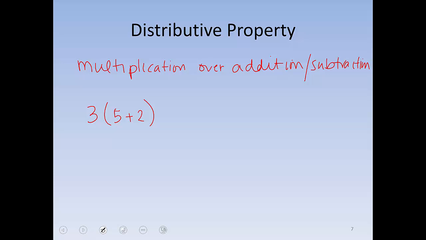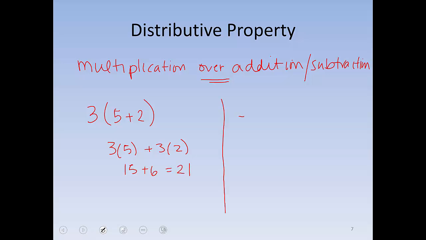If I have 5 plus 2 in my quantity, and I want to distribute a 3, I'm using multiplication over addition or subtraction. That means 3 times 5 plus 3 times 2. Now I can simplify that using multiplication, and I get 15 plus 6, which is 21.